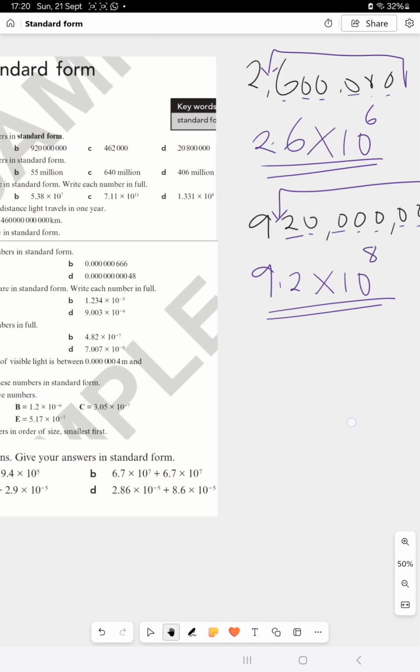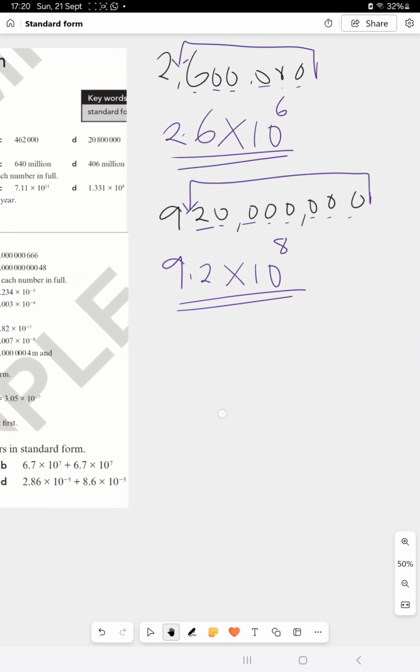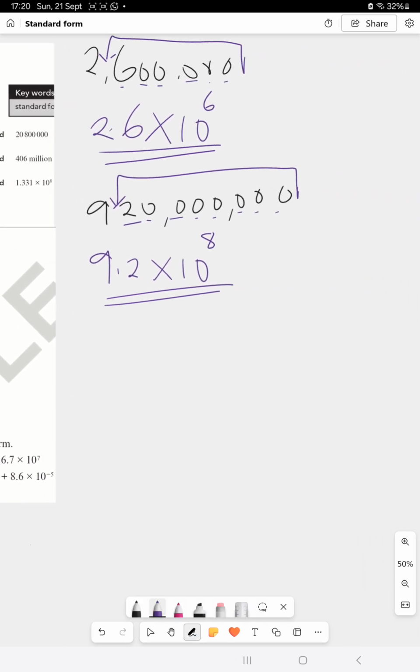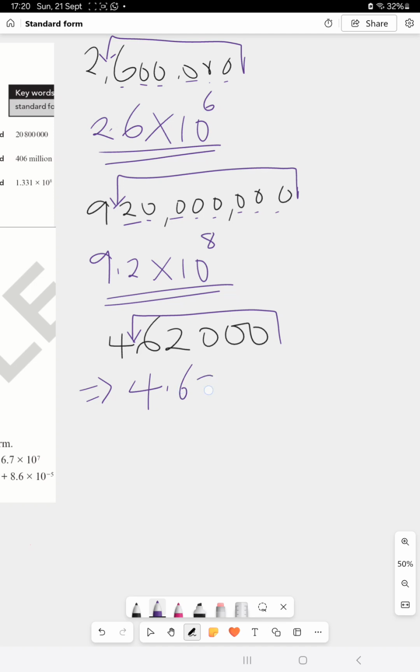Let's go to the third one. 462,000. We are moving the decimal from where? Again, from here all the way to there. So this one will be 4.62 times 10 raised to what? 1, 2, 3, 4, 5. Power 5. That is the standard form.